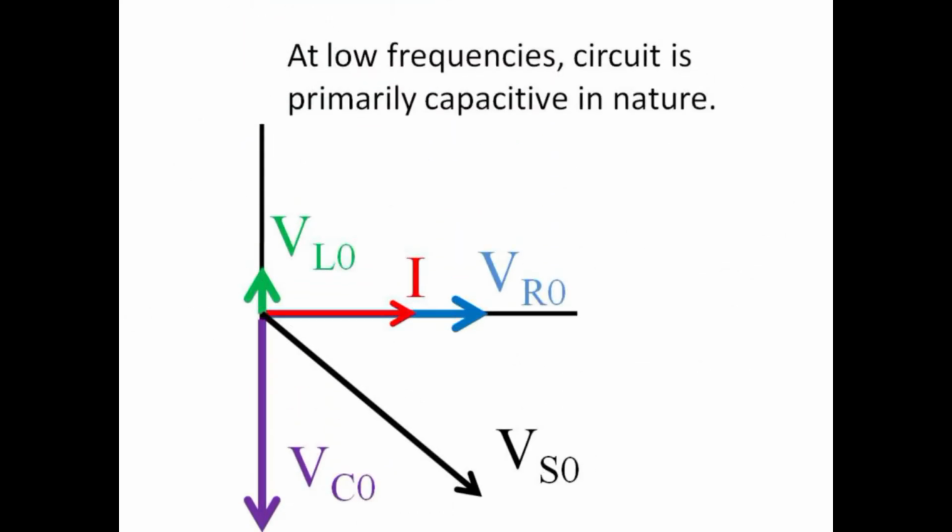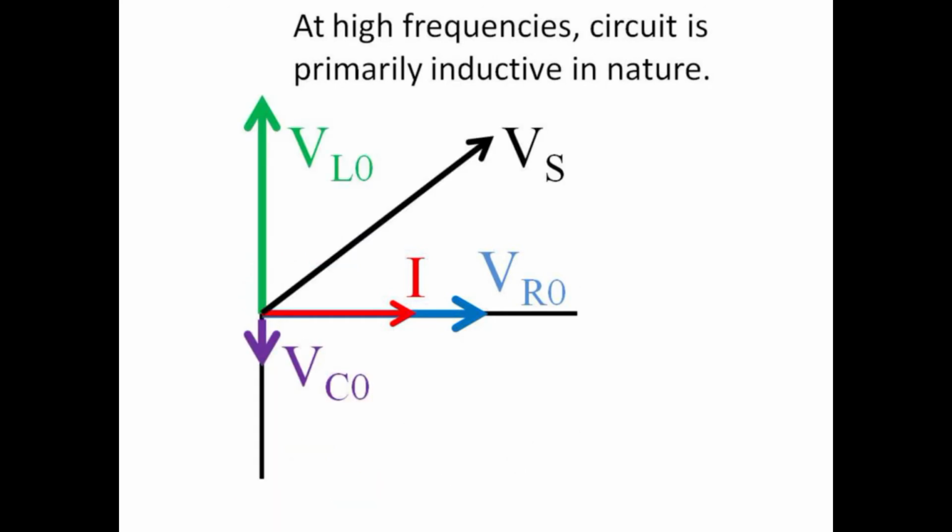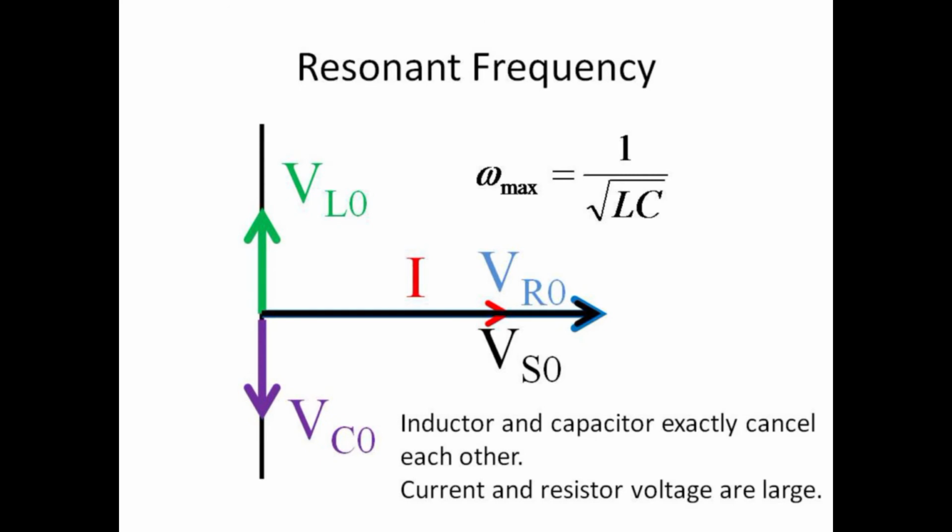To summarize, at low frequencies, the capacitor dominates the circuit and has the largest voltage drop. At high frequencies, the inductor dominates the circuit and has most of the voltage drop. At the resonant frequency, the inductor and capacitor cancel each other out. The resistor voltage equals the entire source voltage, the impedance is at a minimum, and the current is a maximum.